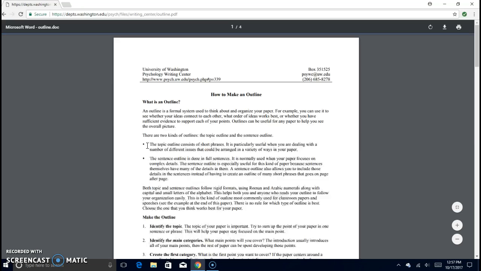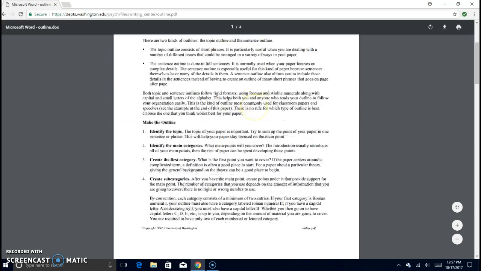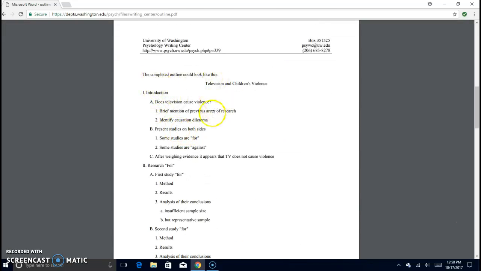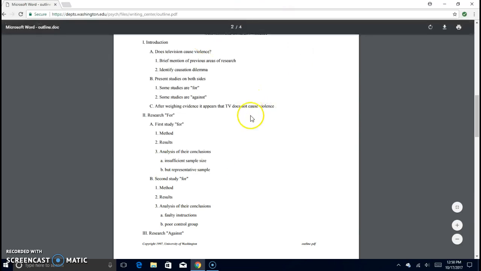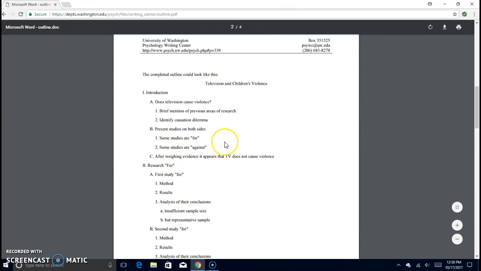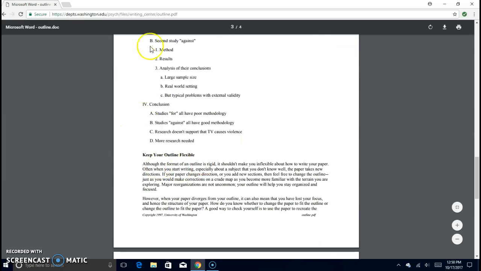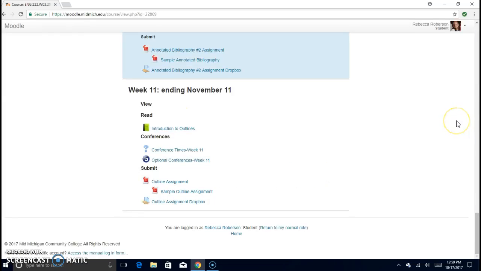You also have a link to a short PDF reading from the University of Washington that talks about how to make an outline. Be sure to read through this because it does give you a sample outline, so if you've never crafted one before and this is a really new concept for you, this gives you a pretty solid template to use, and you can fill it in with the information that we need. So going back to this week's module, that is your only reading.